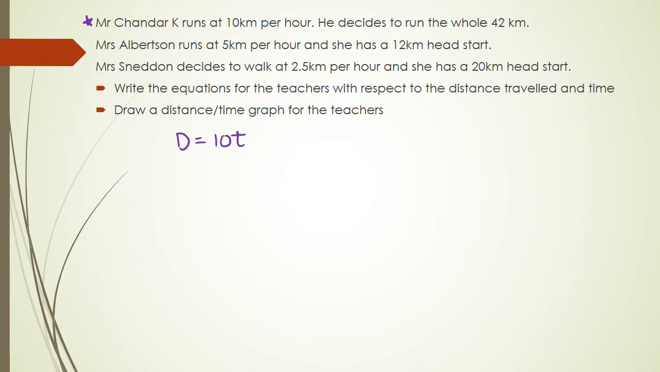All right. Now in your assessment, guys, if you write y equals 10x, you're not wrong, but you need to actually define what y and x is. So for example, you need to say y is the distance, x is the time. All right, so the next one is Mrs. Albertson, and she runs at 5 k's per hour, and she has a 12-kilometer head start, which means her equation is going to look like this, where we've got 5 kilometers per hour, but because she has a 12-kilometer head start, she's going to get a plus 12 as part of her equation.